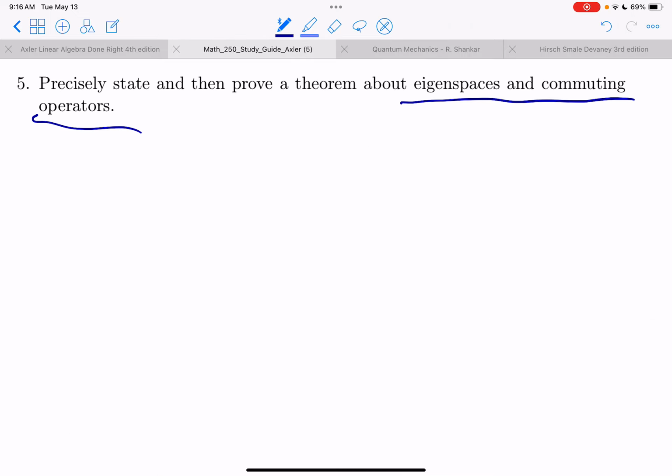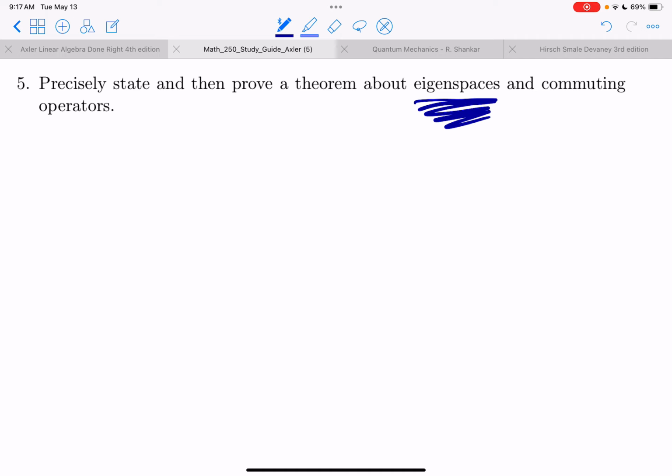Okay, so the next thing we will do is precisely prove a theorem about eigenspaces and commuting operators. What is that theorem? When operators commute, then, in physics, you can measure them simultaneously. But what about math? That math will be the reason behind the physics.